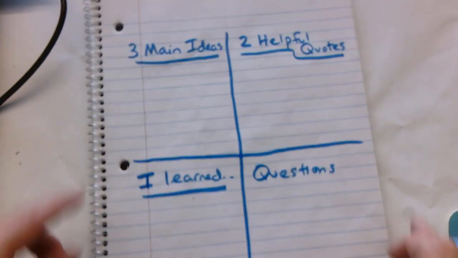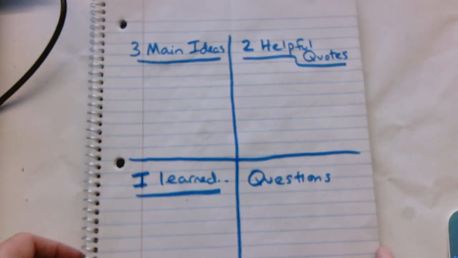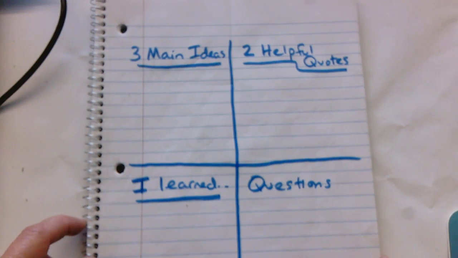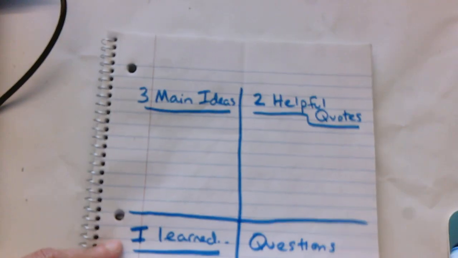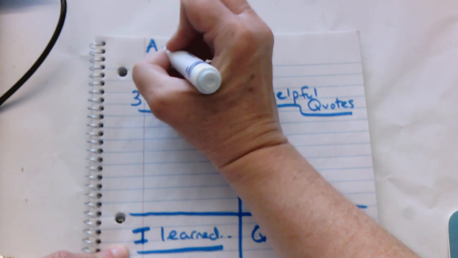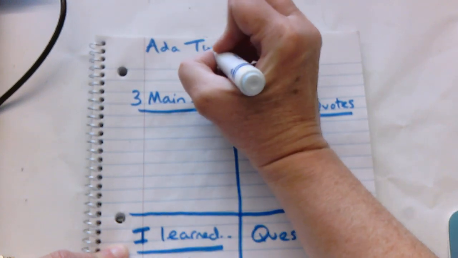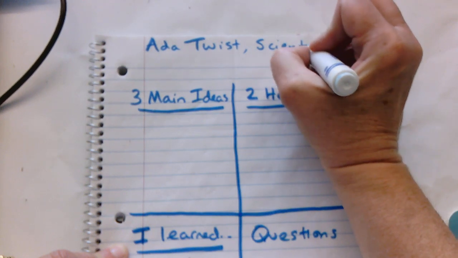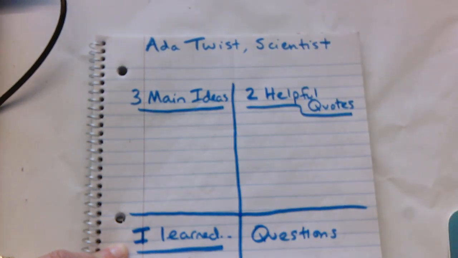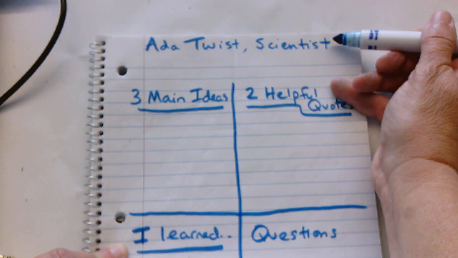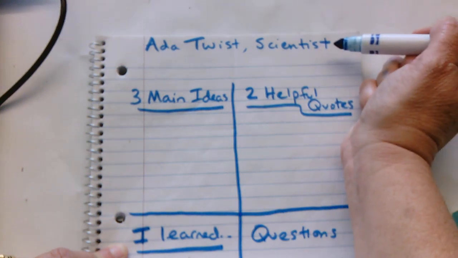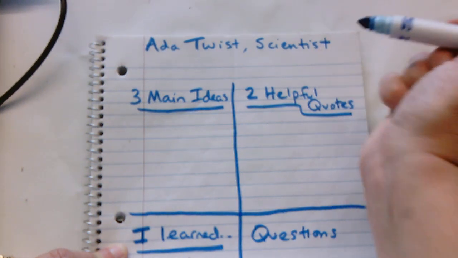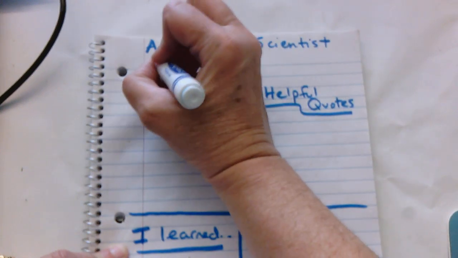Anyway, the text that we are doing this first assignment on is Ada Twist, Scientist. So here at the very top, I'm going to write the title, Ada Twist, Scientist. If it's a video, you write the name of the video. If it's a podcast, you write the name of that podcast episode. And then underneath, you're going to write the author.